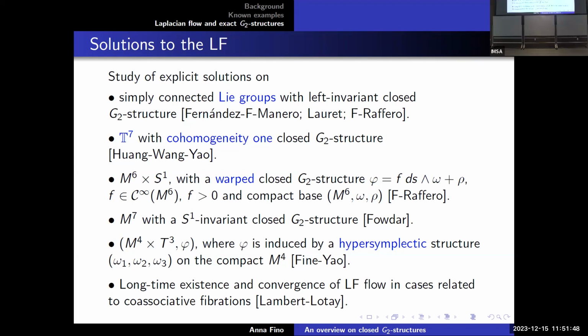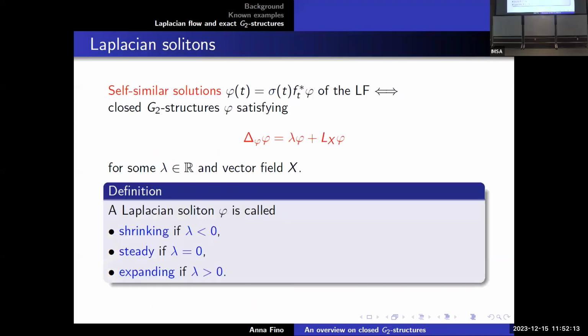Lambert and Lotay have also, more recently, a long-time existence and convergence result for the Laplacian flow in cases which are related to co-associative fibrations. These are something like fibrations where the fiber is a 4-torus, and the base is a simply connected open manifold.